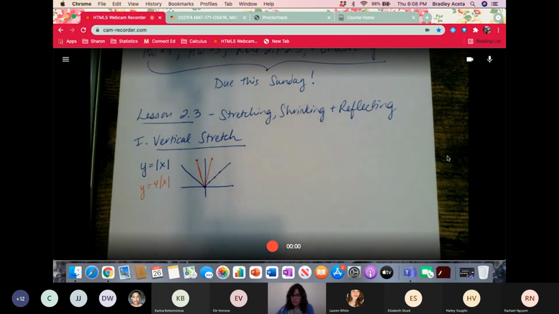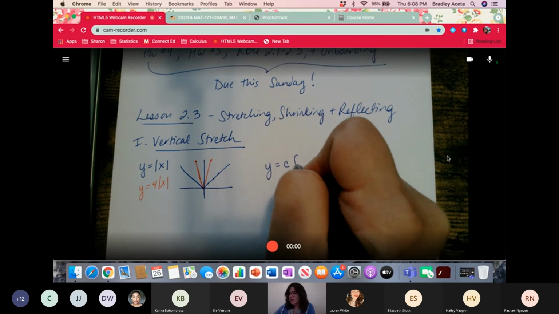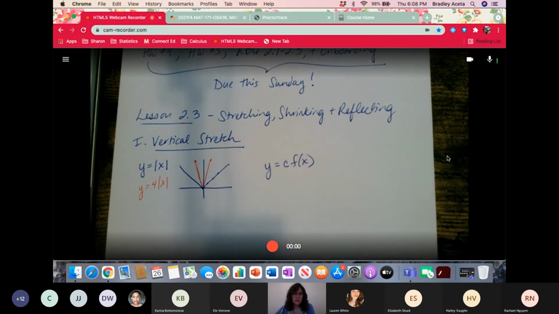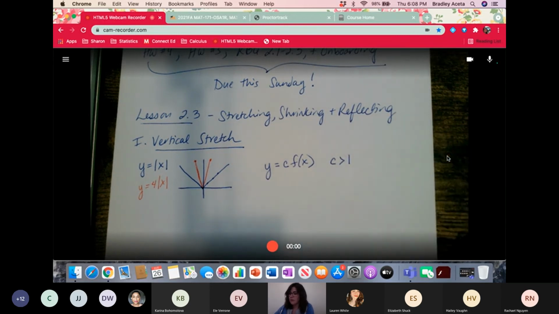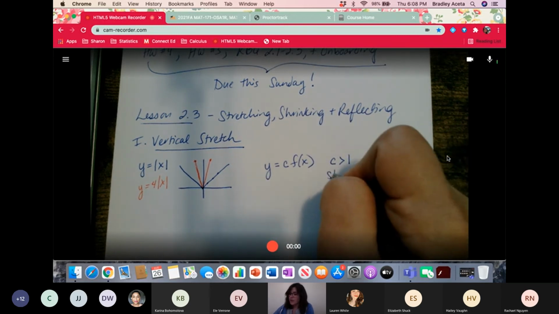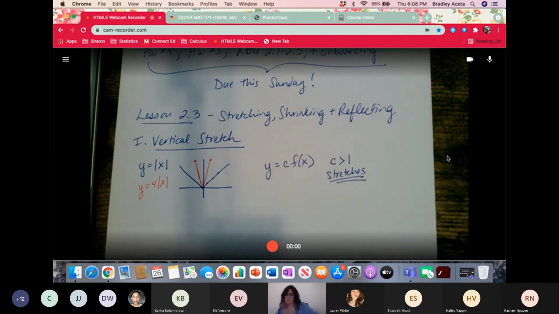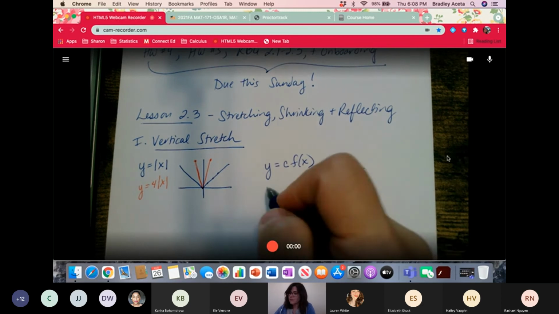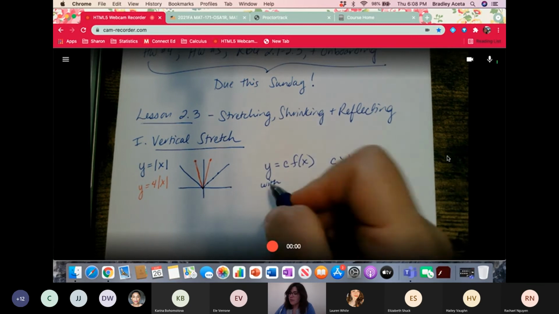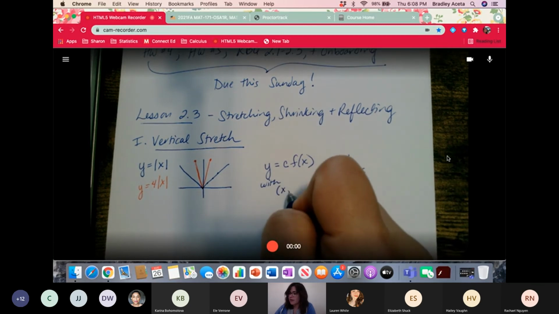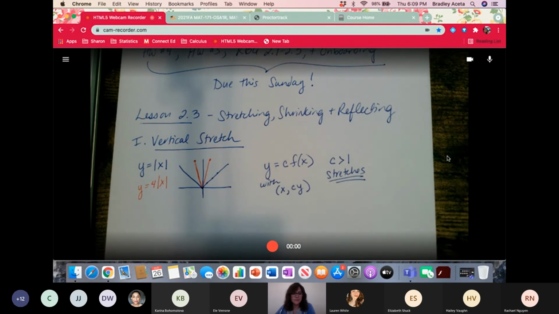And so the rule says that when you have a constant that you're multiplying on the outside of the parent, and that constant is bigger than 1, it stretches it vertically. Okay? And it has a point, and write this down because you're going to be asked some questions in my math lab about these points, with the point x, comma, cy. That number on the outside is multiplied to the y.